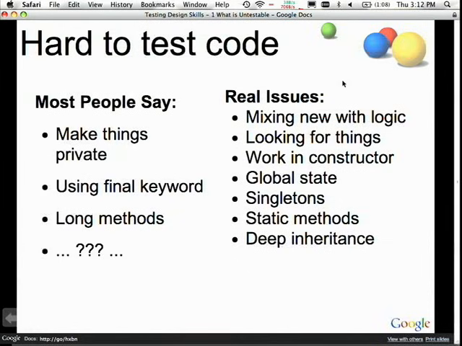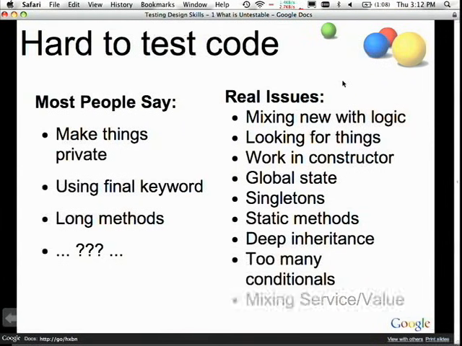So notice these two lists. Most people actually cannot answer the question of what makes code hard to test, even though we do this all the time. So we want to talk about this a little further. Oh yeah, and one last one I forgot, our good old favorite, too many conditionals, which is the if statement. But anyways, let's get into this further. Oh wow, this is a really long list.